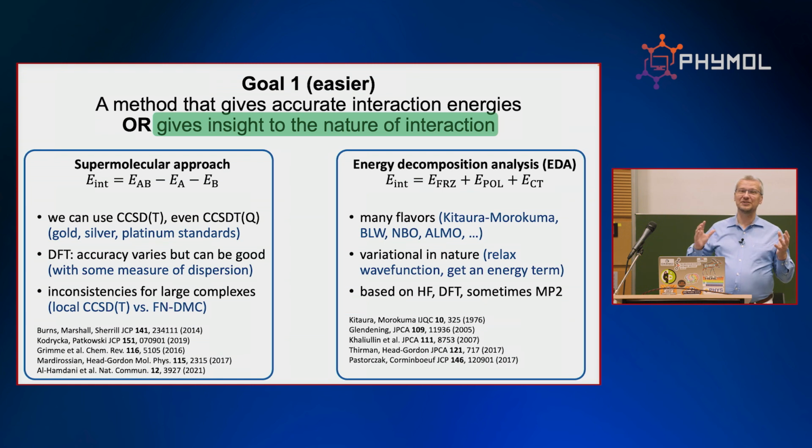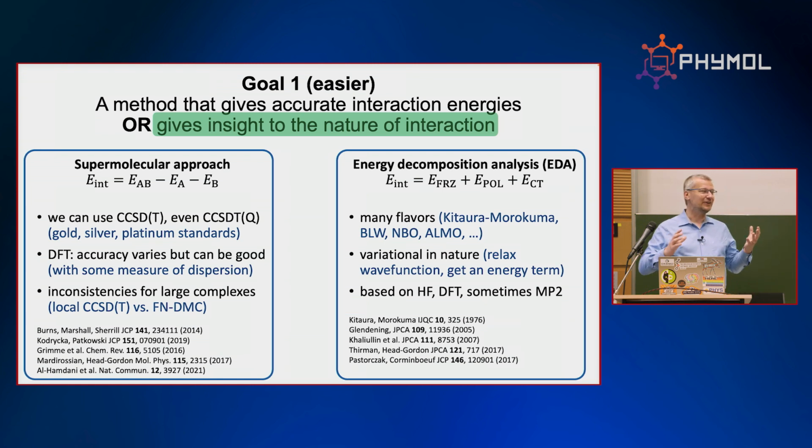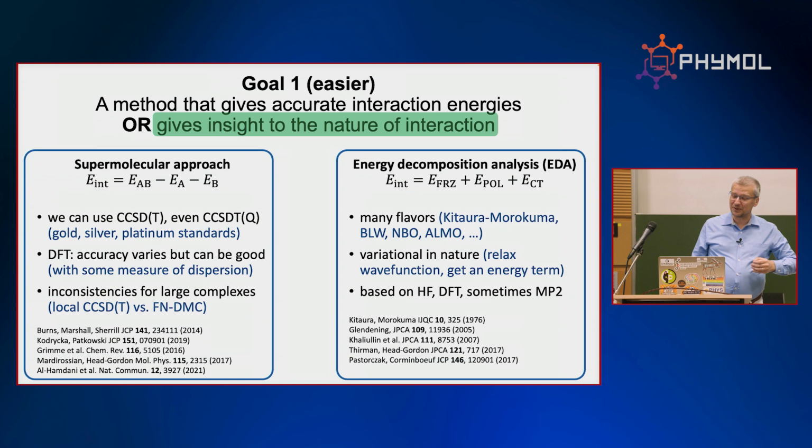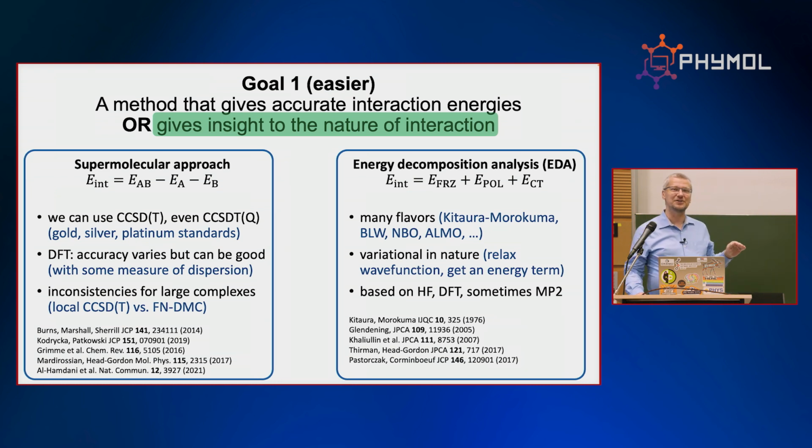In general, these approaches are variational. So in a variational method, if you make the model space bigger, so if you allow for a function from a larger space, your energy will get lower and you will capture some additional effects. So if you make the space bigger, so relax the wave function, you can get a new term, and if you do it gradually, you can get the interaction energy piece by piece. Now, this provides a valuable insight into the nature of interaction, but most of the existing EDAs are based on fairly approximate methods, such as Hartree-Fock or DFT. You usually get dispersion as an afterthought in these methods.